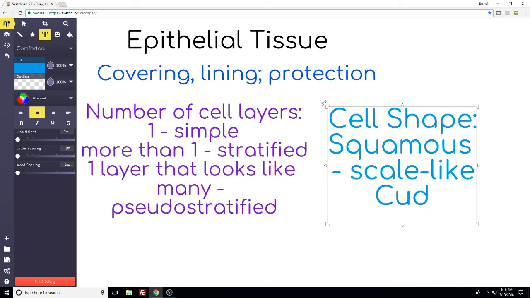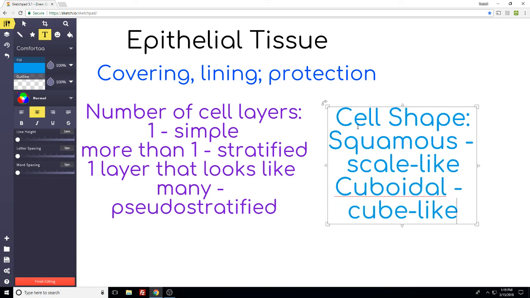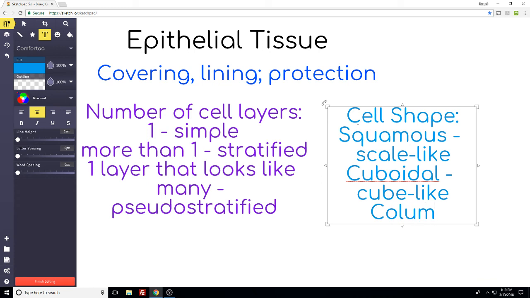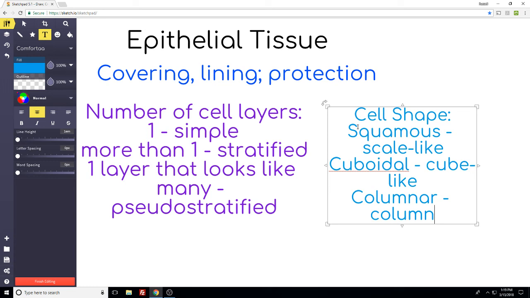We also have cuboidal, which is what it sounds like. That's going to be cube-like shaped. So those cells are roughly as wide as they are tall as they are long. They're not going to be perfectly cube, but cube-ish in the body. And then our other option is columnar, which should make you think of columns. So this is going to be column-like. They're going to look like rectangles that are kind of standing up on end.